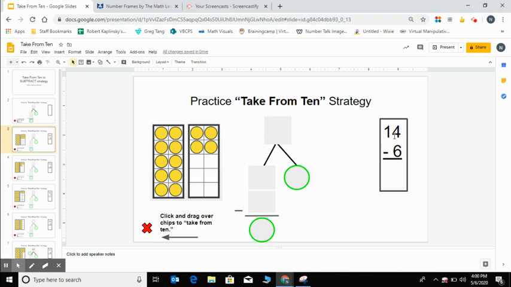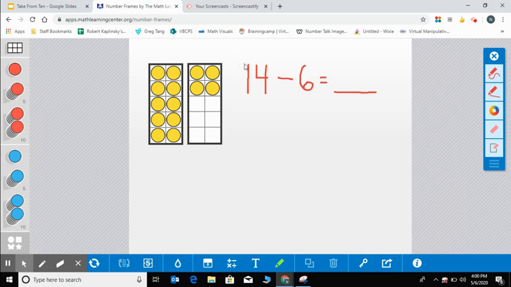So 6 is greater than 4. So this strategy will be very helpful for that. I'm going to start in my virtual manipulatives to show you exactly how I would do this in school.